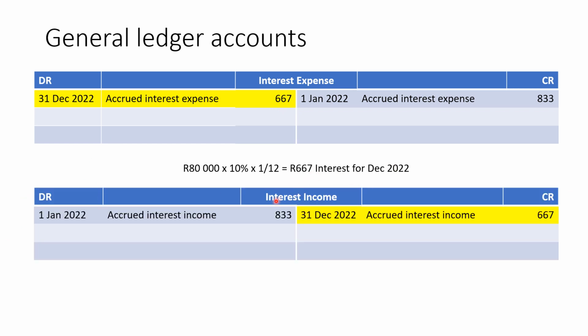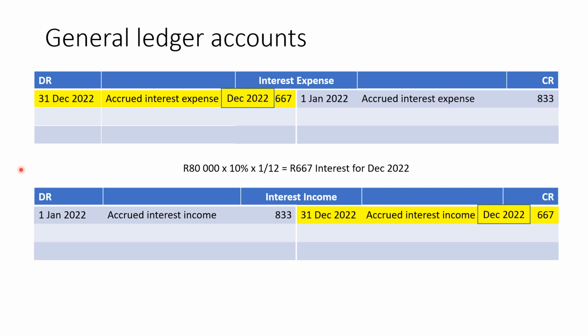Then if I had an asset, I'm earning interest income. So the journal entry was a debit to accrued interest income. Now I'm crediting my interest income account because my interest income is increasing by 667 Rand. That's the interest income that I've earned for the month of December 2022. So that's what the journal entries would look like for the adjustment for interest at the end of the year, for interest in arrears. And that's what it would look like when you post it to the accrual and to the interest accounts in the general ledger.